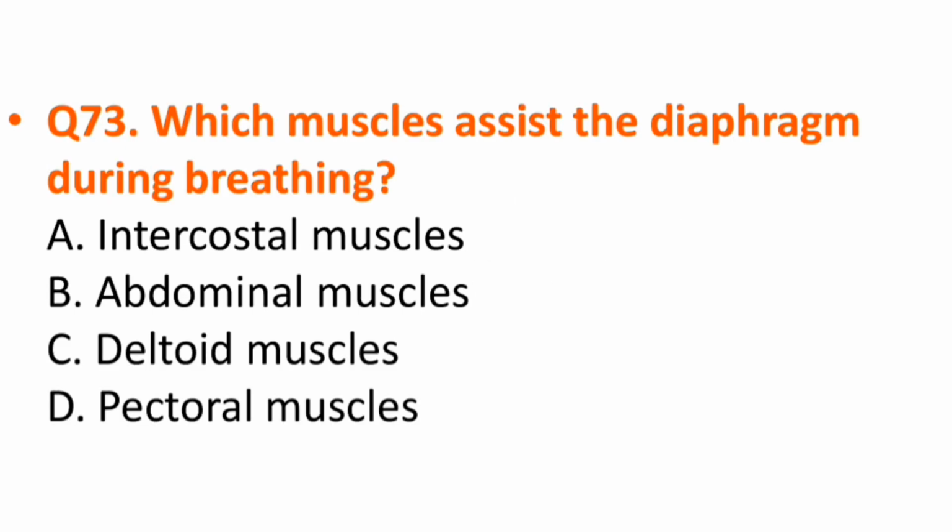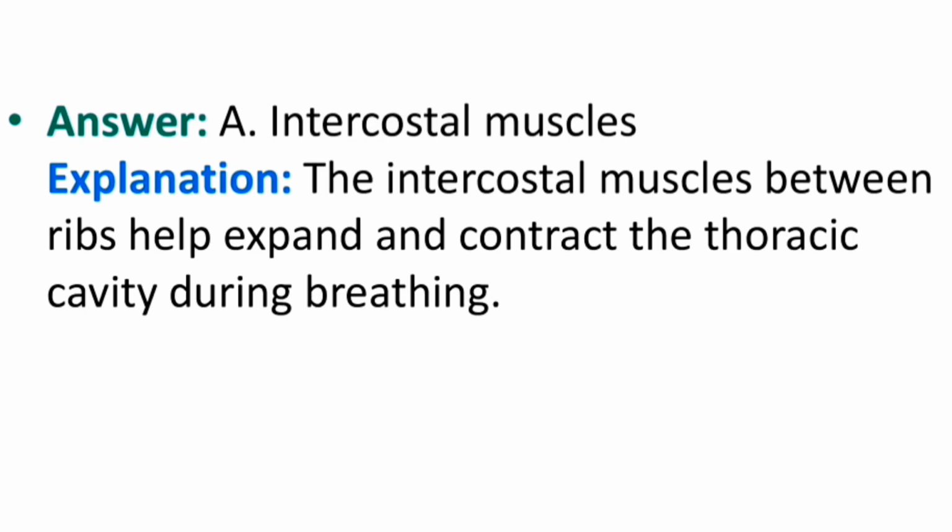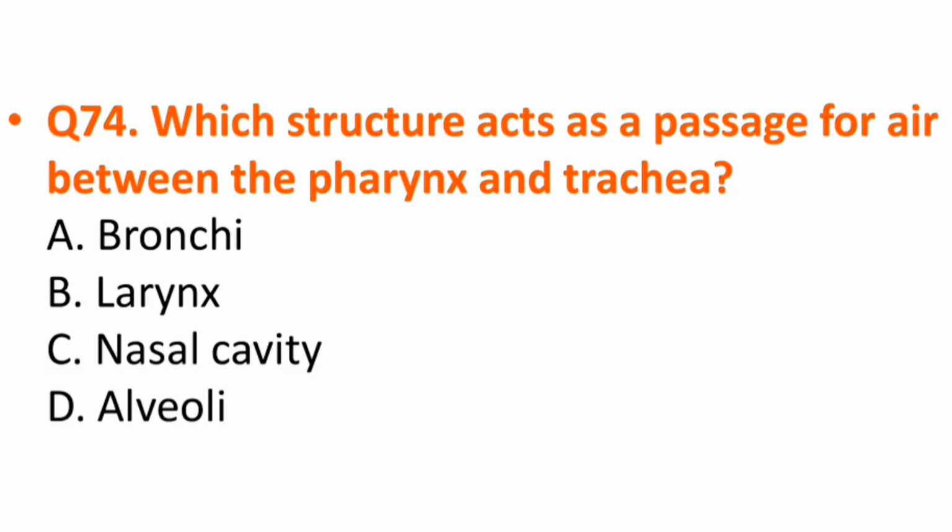Which muscle assists the diaphragm during breathing? Option A, intercostal muscles, option B, abdominal muscles, option C, deltoid muscle, option D, pectoral muscles. The correct answer is option A, intercostal muscle. The intercostal muscles between ribs help expand and contract the thoracic cavity during breathing.